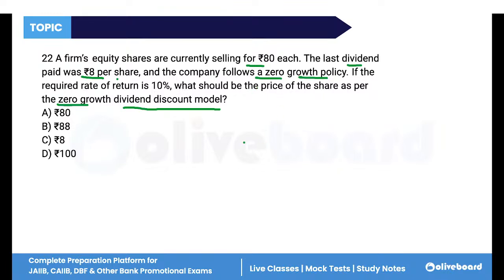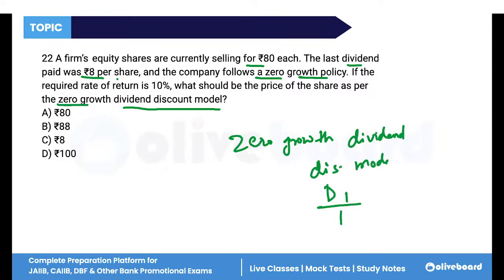Now, what is the formula for the zero growth dividend discount model? That is D1 upon K. Now, what is D1? So D1 is 8, upon K, which is what?